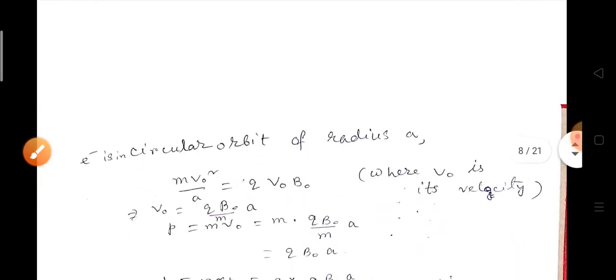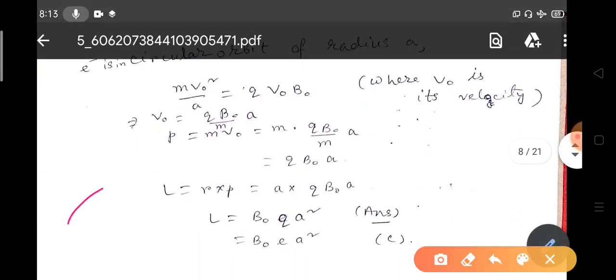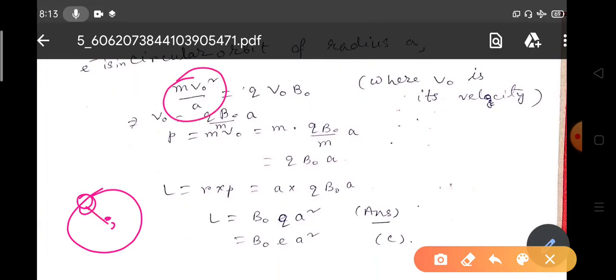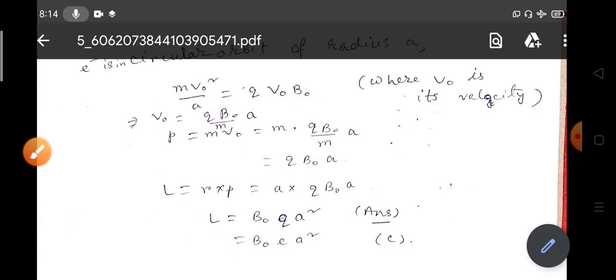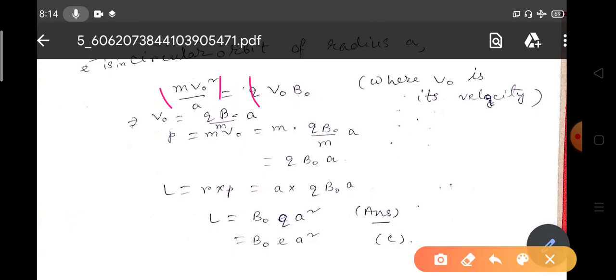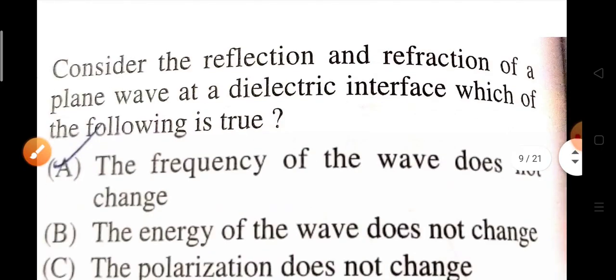Okay, you have to think about it. For the circular orbit motion of the electron, the centripetal force, that is due to m v square by a, will be equalized by the force that acts on the charge, which is due to the magnetic field. That's why these two forces are equal. m v naught square by a equals q v naught B naught.